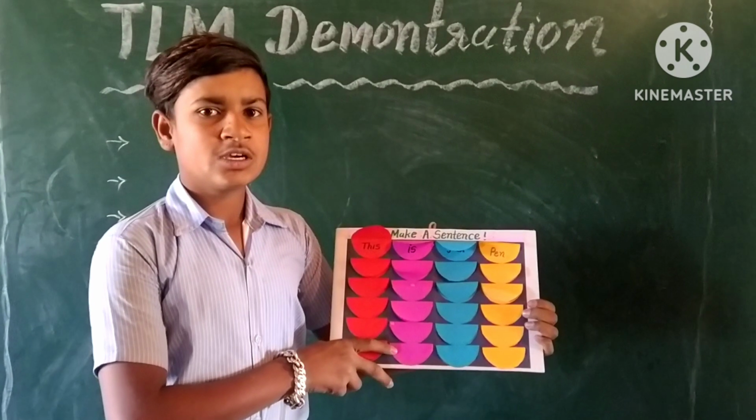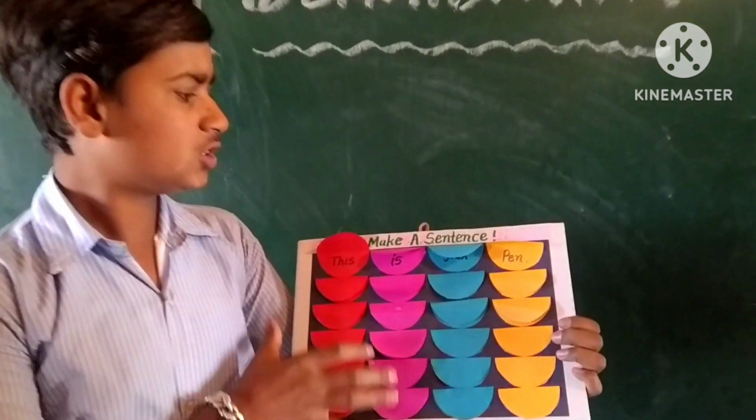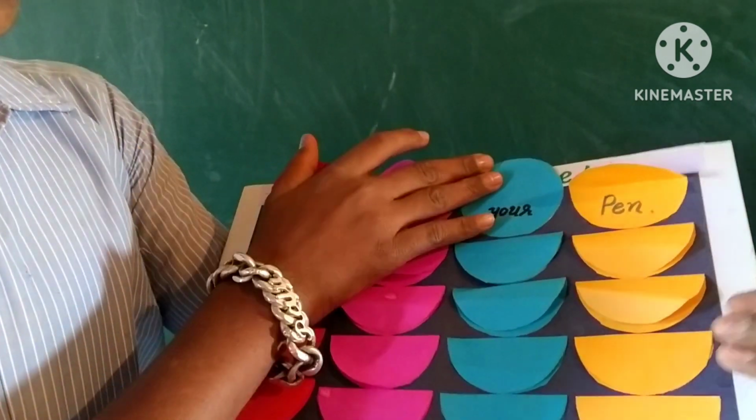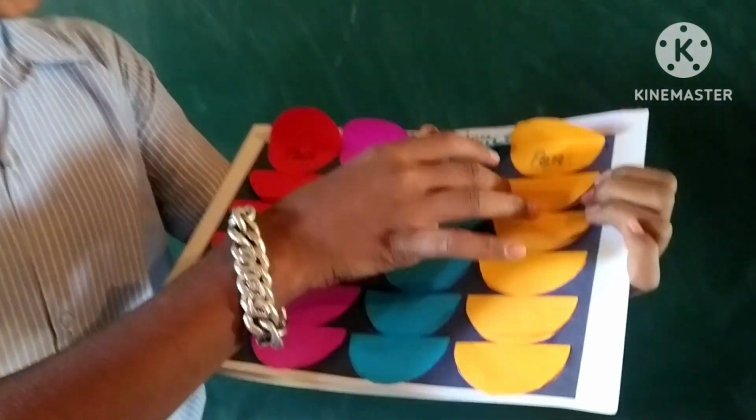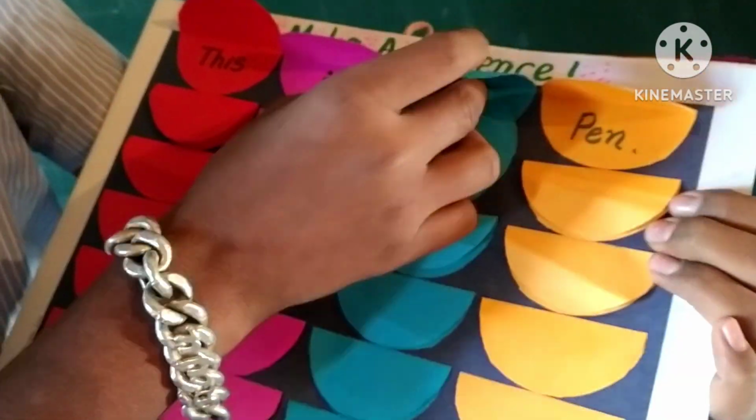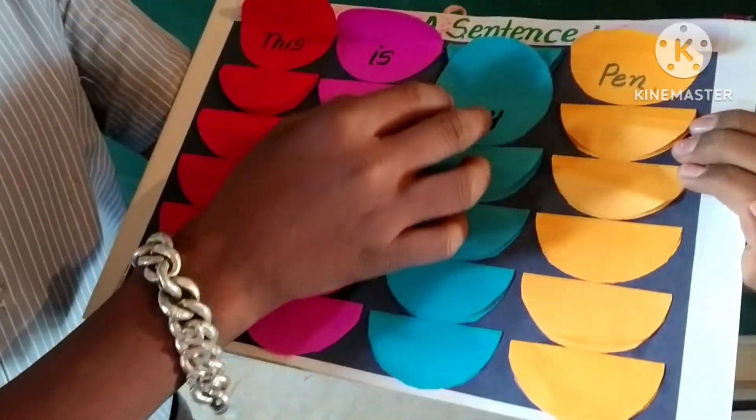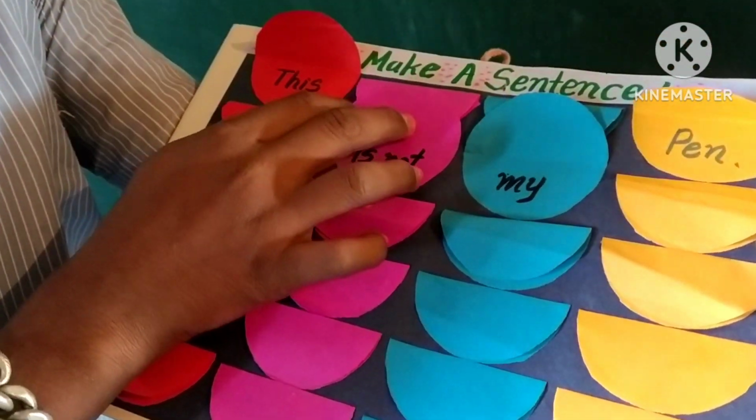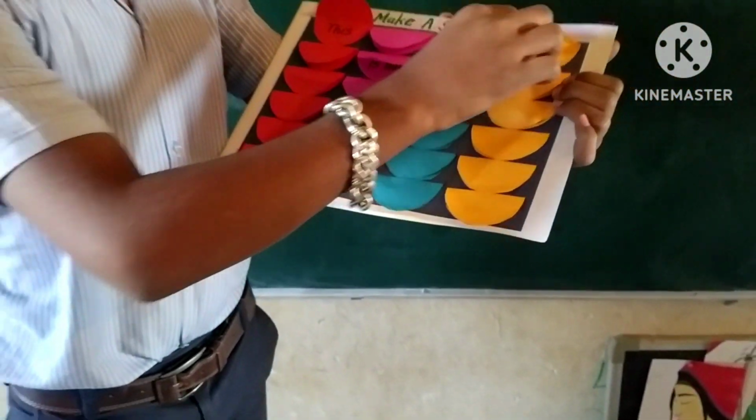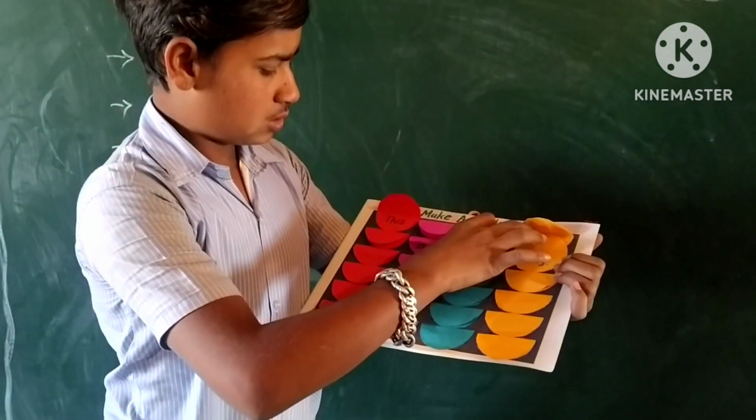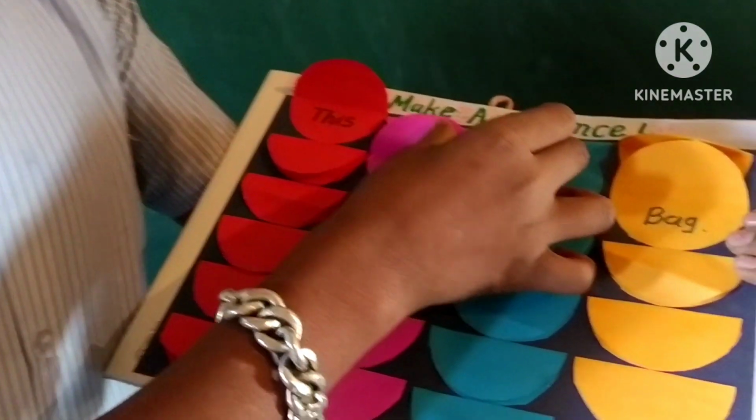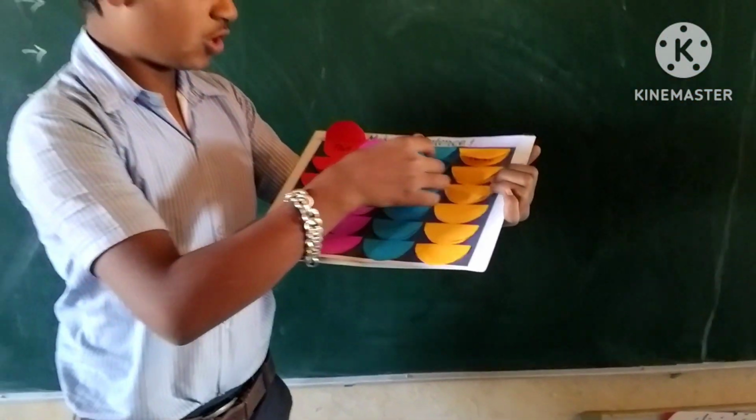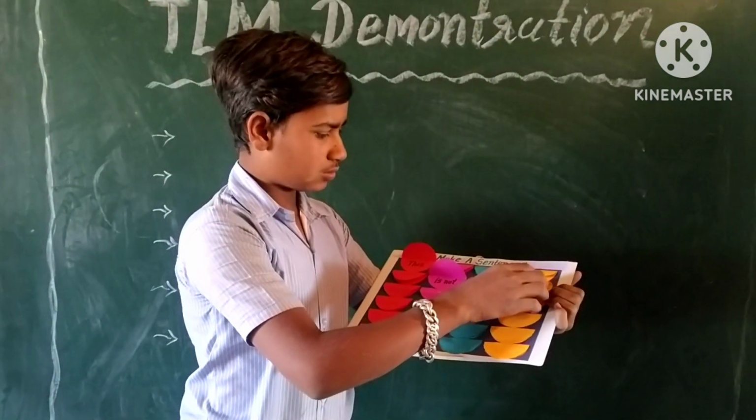Hello, I am Jivan. This is our make a sentence TLM. Just like, this is your pen. This is my pen. This is not my pen. This is not my bag. This is not his bag.